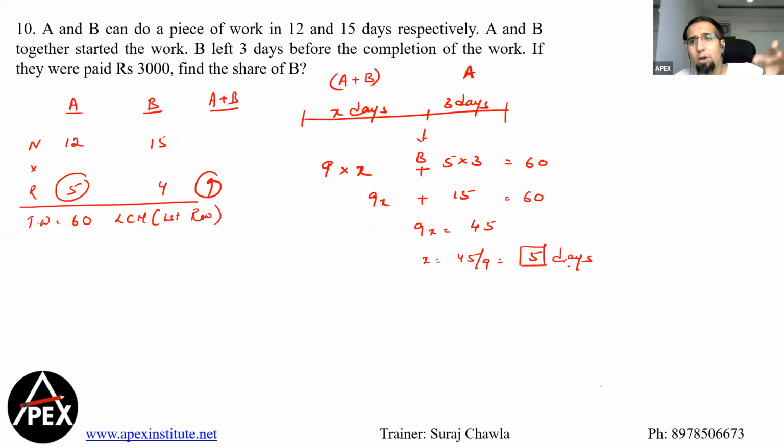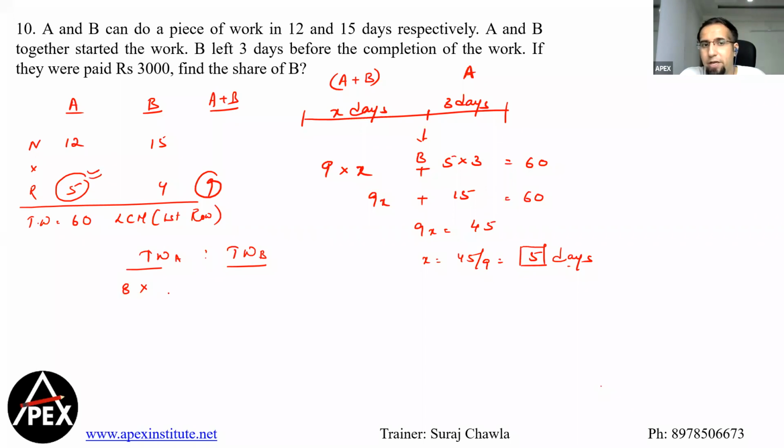Now we are not done here, because this is what we calculated, the value of x, but the question is asking you in what ratio. Clear? They have to divide the money. So we know the ratio will be total work done by A is to total work done by B. Now tell me, guys, for how many days did A work? A worked for x plus 3 days. That means A worked for 8 days.